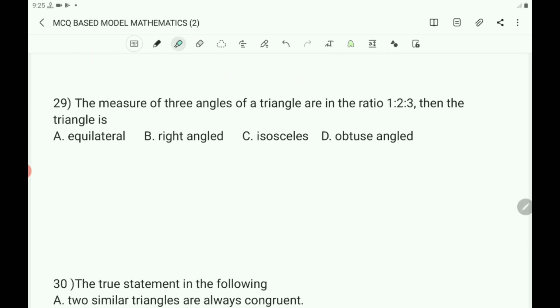What is that question? The measures of the 3 angles of a triangle are in the ratio 1:2:3. Then the triangle is... Here it is given: equilateral triangle, right angle triangle, isosceles triangle, obtuse angle triangle. But two of these are not possible, because the angles are in the ratio 1:2:3. So here we have to verify the other two.